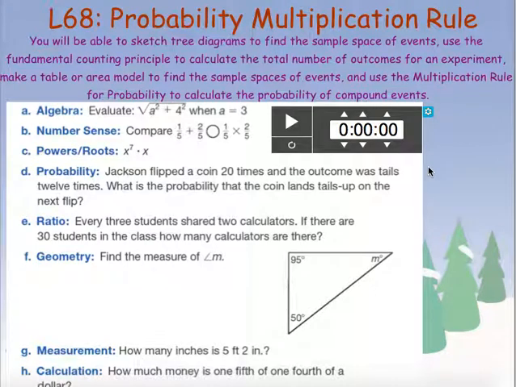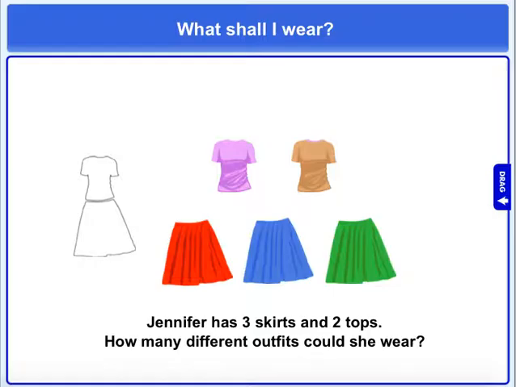Course 3, Lesson 68, we are looking at the probability multiplication rule. The first thing, though, that we'll look at is counting outcomes. How many outfits can this person wear? Well, she has 2 shirts and 3 skirts. So how many different outfits could she have?